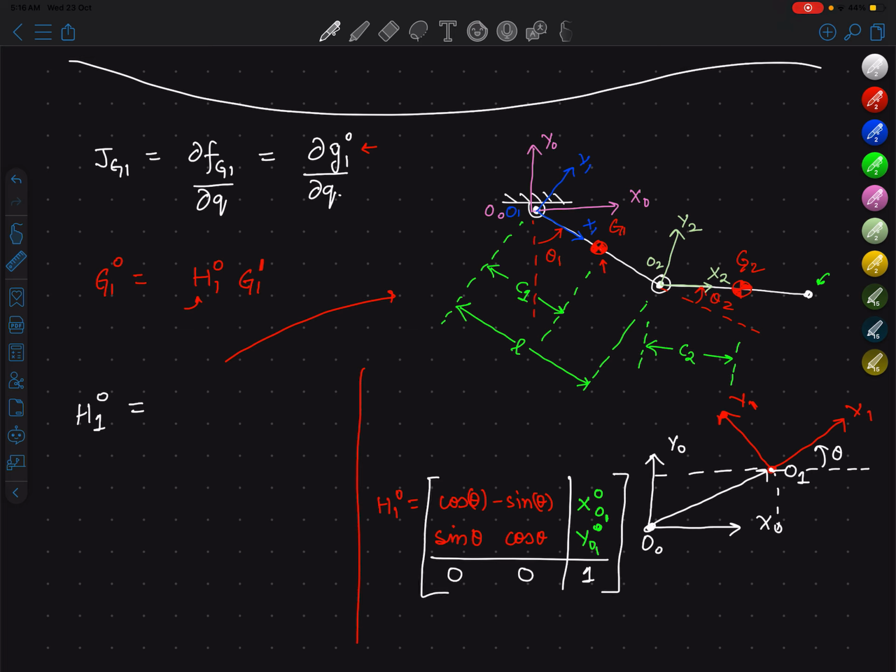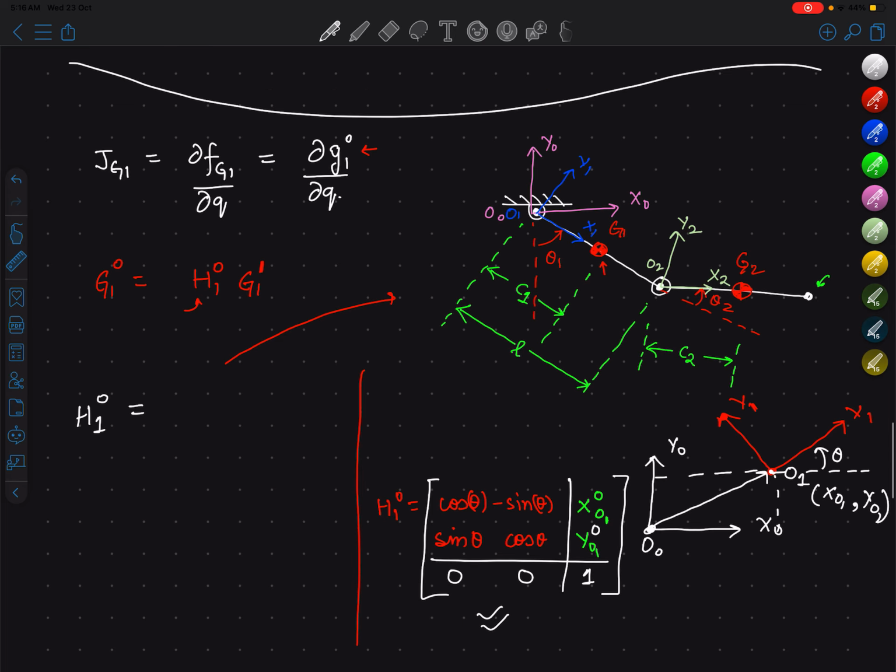Yeah, so this is the homogeneous transformation matrix. If your frame 1 has rotated by an angle of theta counterclockwise and has been displaced to a new point O1, whose coordinates are given by x_O1 and y_O1, and you write them in frame 0, this is the matrix which is the homogeneous transformation matrix, right? So we can use the same concept for the double pendulum that we are considering.